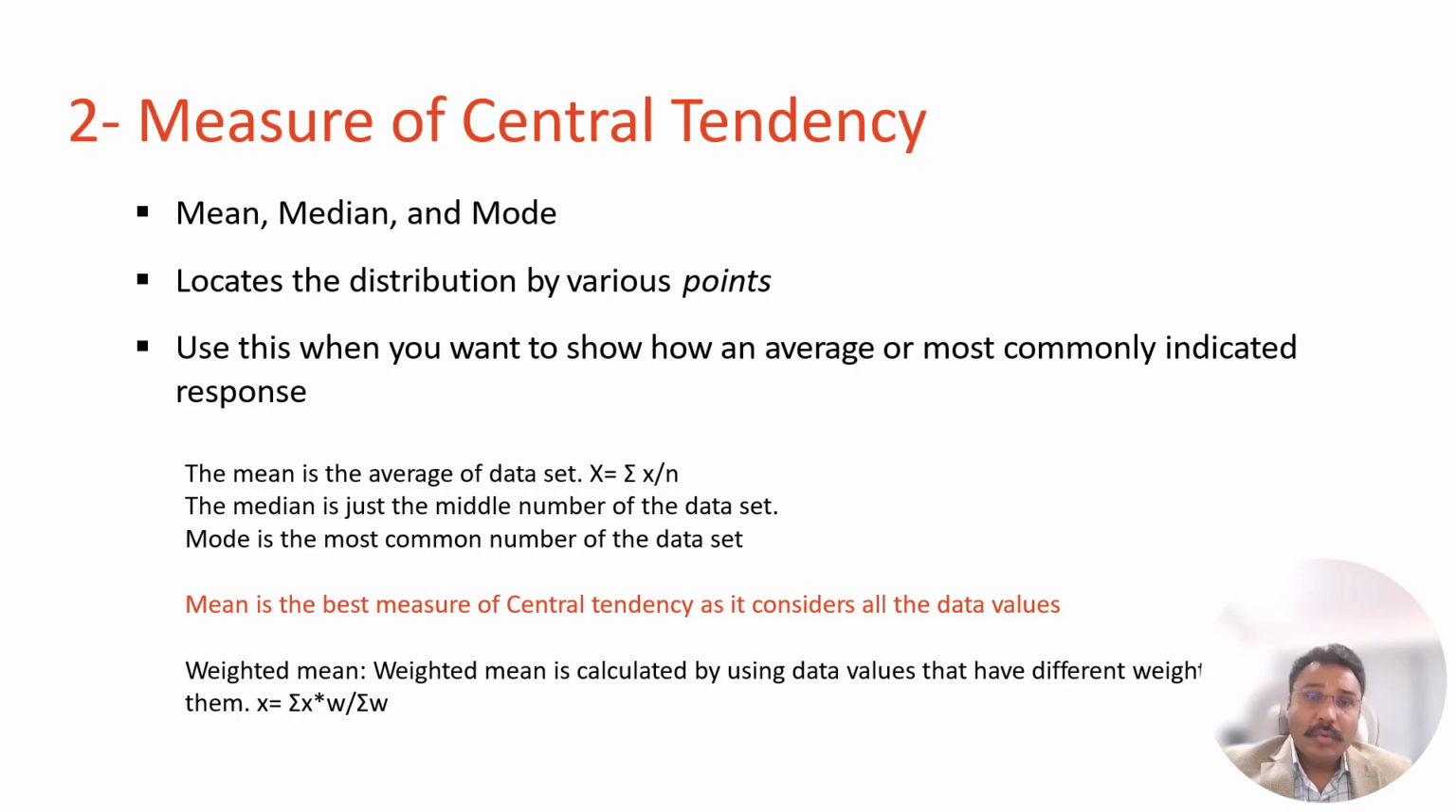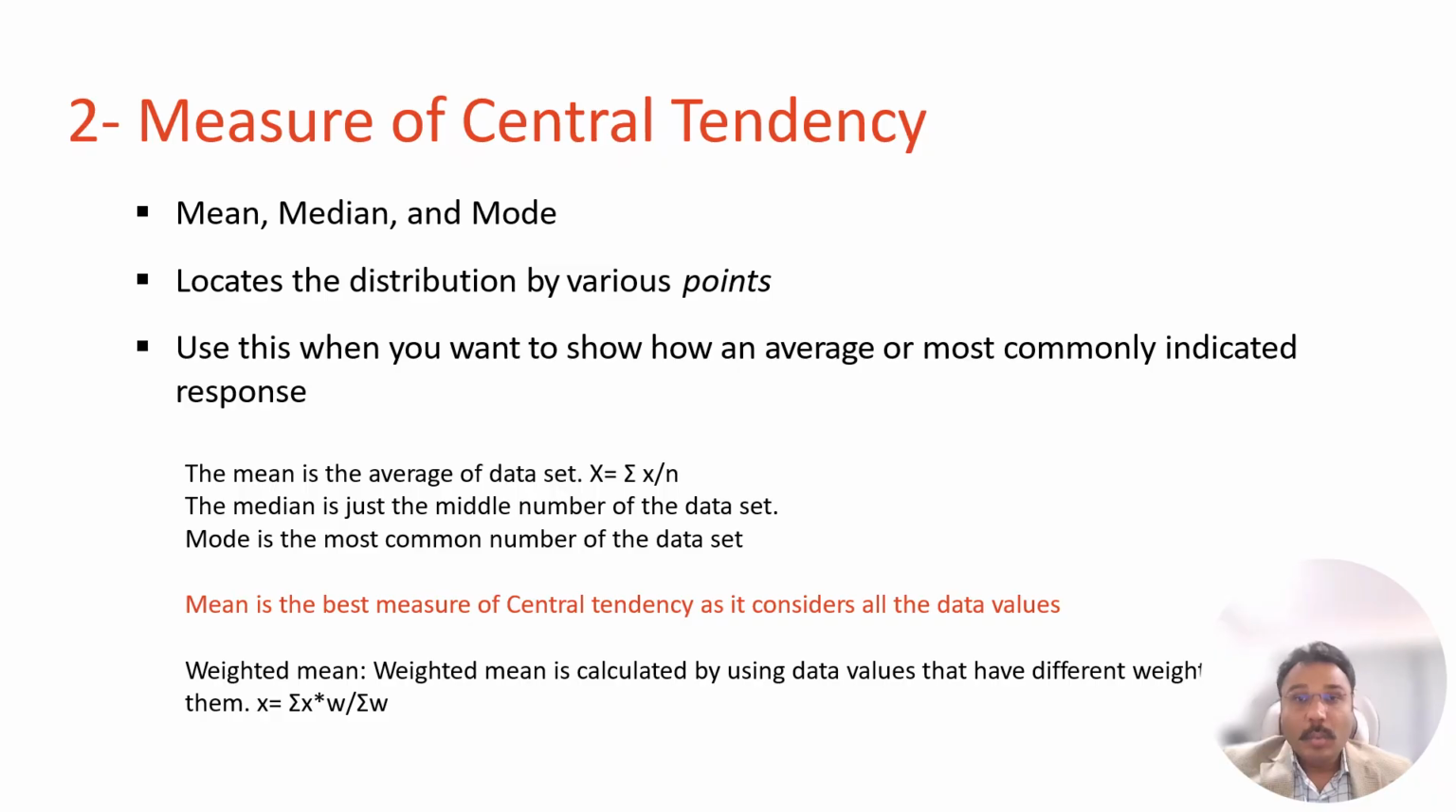The mean is widely used because it considers all data values in the calculation. However, it can sometimes be influenced by extreme values or outliers. The median is particularly useful when data are skewed because it is less affected by extreme values. And finally, the mode is useful for identifying the most common category or value in a data set.